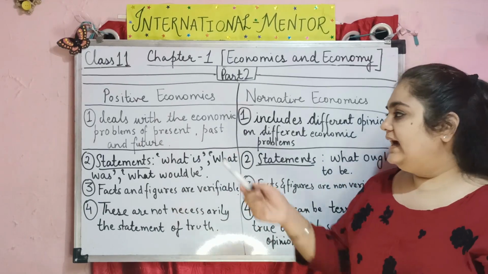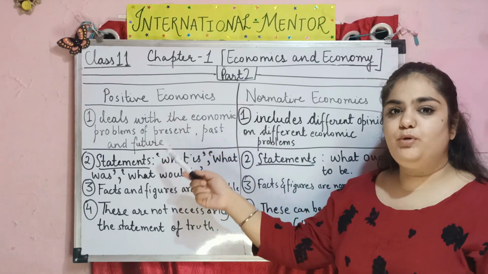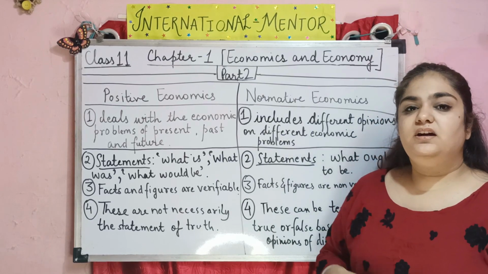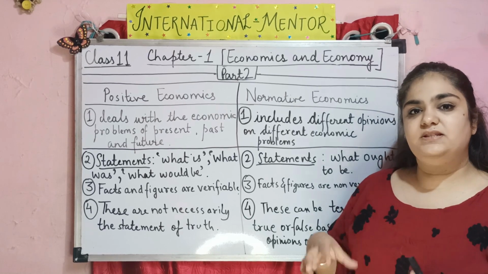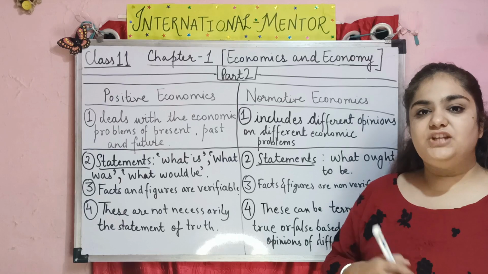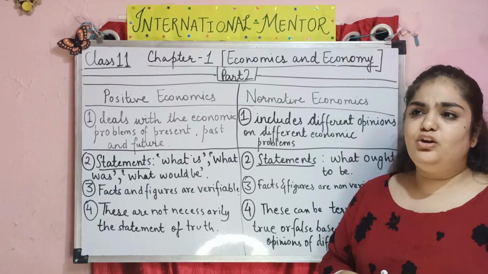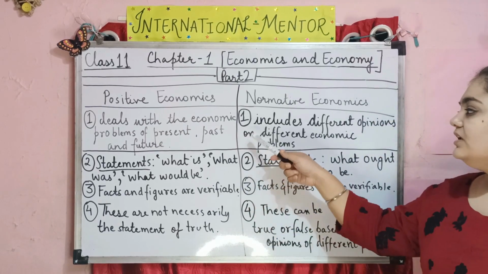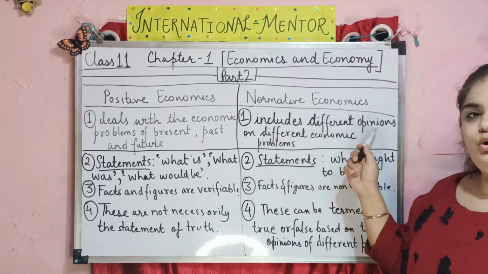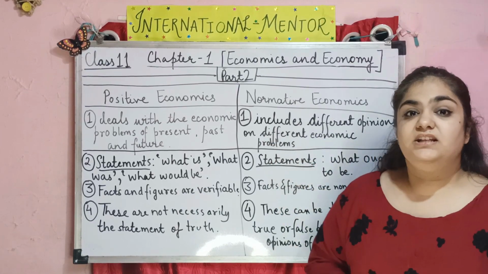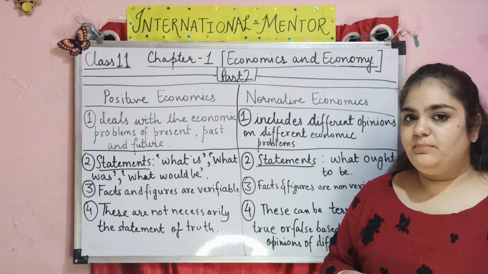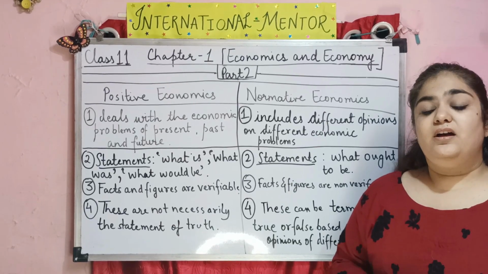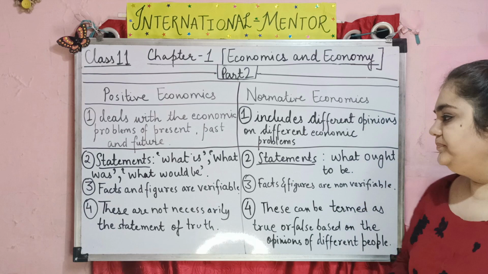As I told you, positive economics deals with the economic problems of past, present and future, and then the economist studies the comparison and the results of the past, present and future, and what changes can be made, and depending on that they create facts and figures on the situation. Normative economics includes different opinions on different economic problems. These are not verifiable, so different people have different opinions on an economic problem, as I told you on Mahatma Gandhi's scheme.